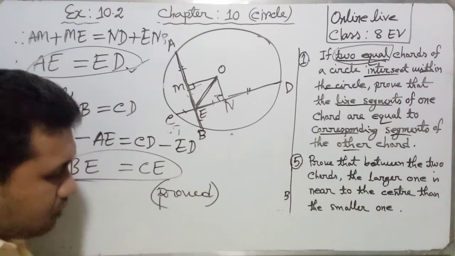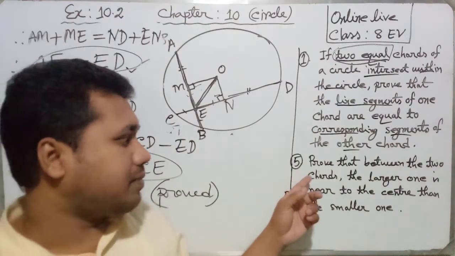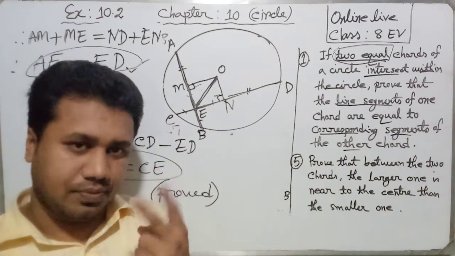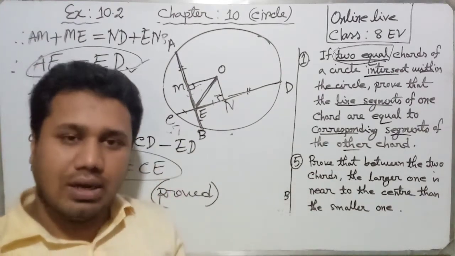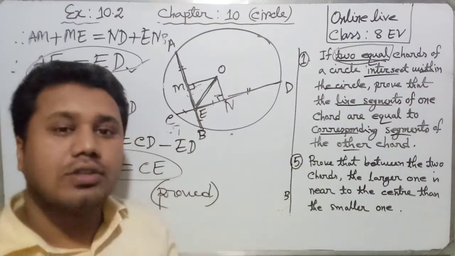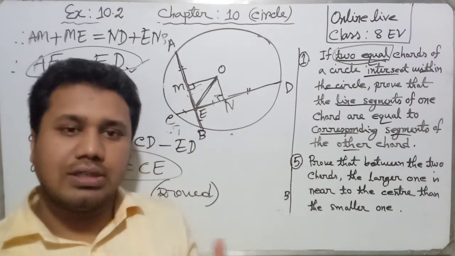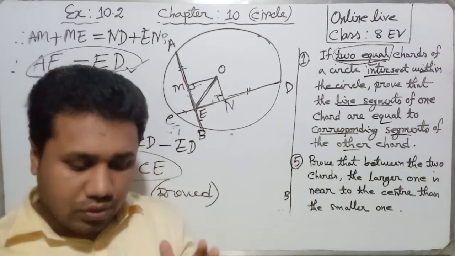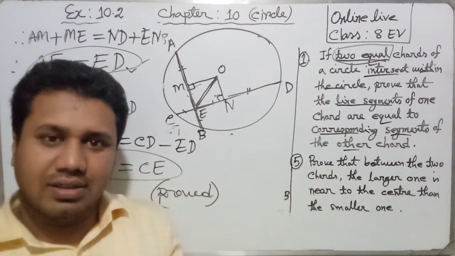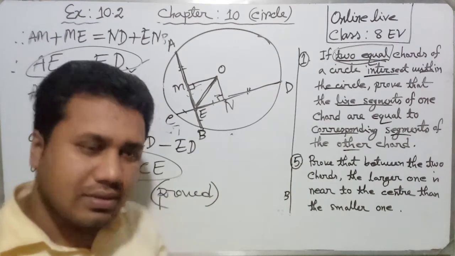Okay, now we will go to our problem number 5. Look, problem number 5 says prove that between the two chords, the larger one is nearer to the center than the smaller one. That means suppose you have two chords, one chord is larger than another. Now the larger chord will be nearer to the center. We have to prove that the larger chord is nearer to the center.